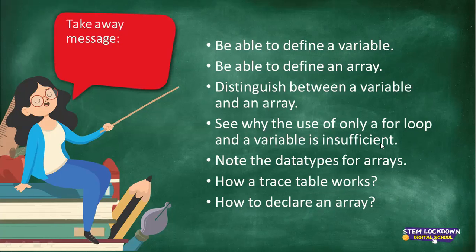So why is the use of only a for loop and a variable insufficient? Please note that someone asked, is an array a for loop? It is not only a for loop, okay? It is not only used with a for loop. That is just one of the things that we use in an array. So please note, by using a for loop, it does not mean that it is an array. Note the different data types for arrays. And finally, you should note how a trace table works.